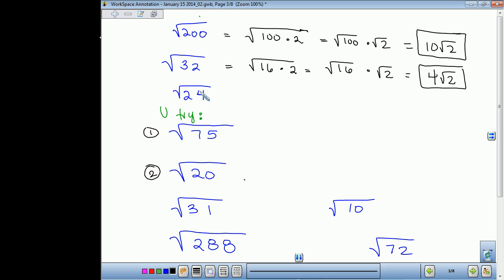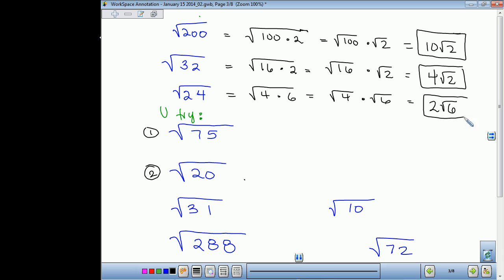Okay, look at your list, or think about your list, and what is the largest perfect square that divides? 4. 4 divides in there 6 times. So we can think of this as the square root of 4 times the square root of 6, which simplifies to what? 2 roots of 6. We know the square root of 4. We don't know the square root of 6.